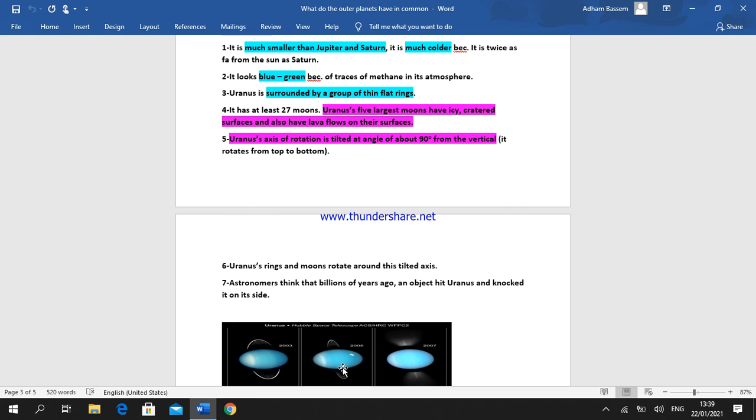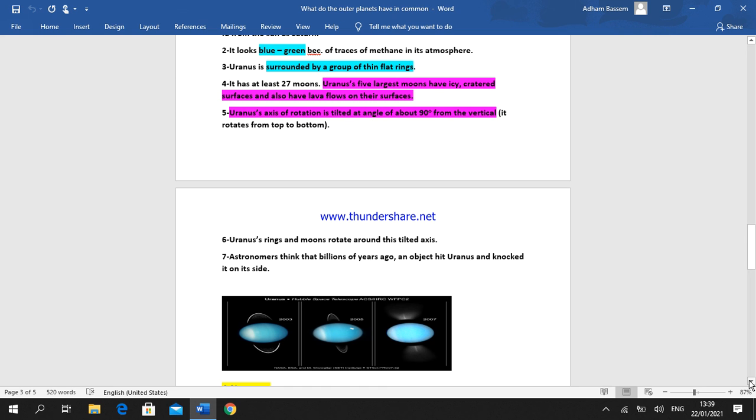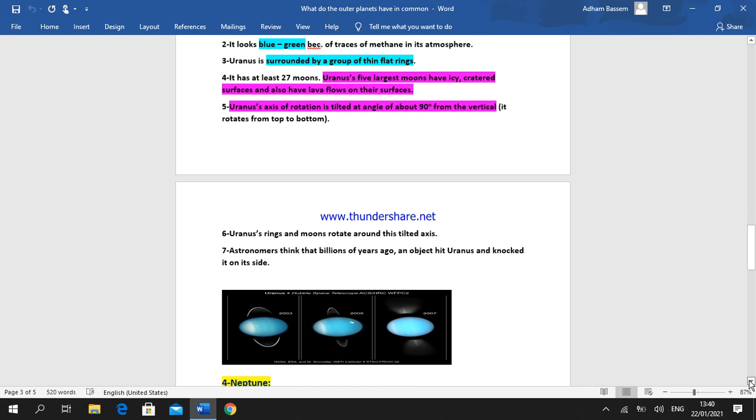The astronomers think that Uranus' tilted axis is due to an object that hit Uranus billions of years ago and knocked it on its side, which caused its tilted axis and its rotation from top to bottom.